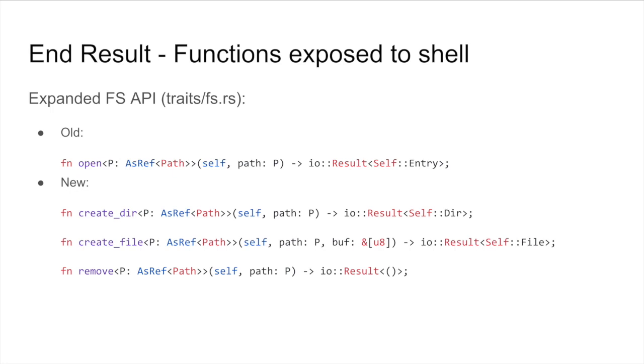So we extended the file system API to basically create three main functionalities: to create a directory, create a file, and then remove a file. All of these take a path for creation and removal, and you can also create a file with a buffer if you want to create a file with contents.